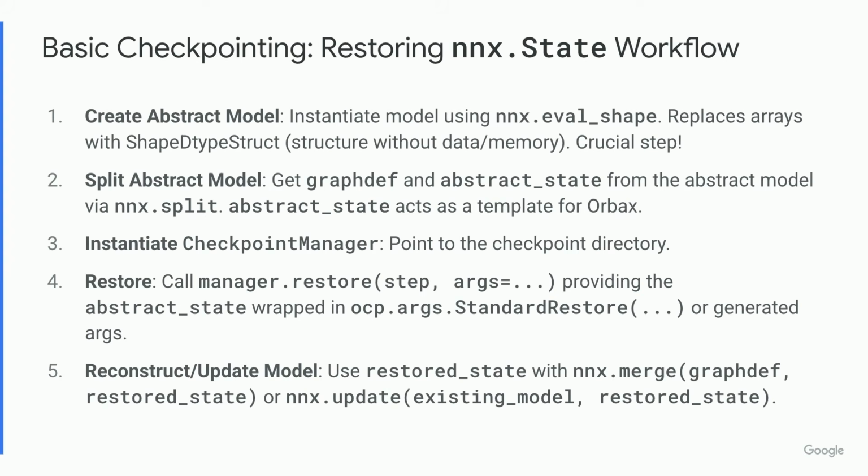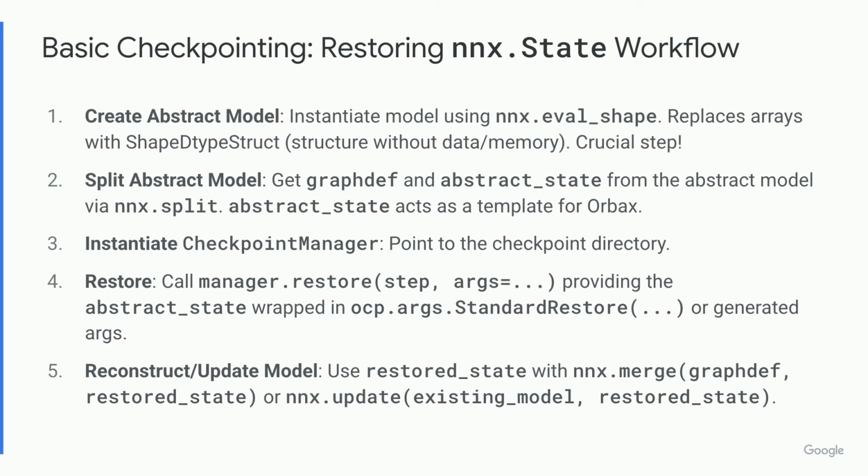Then we split this abstract model to get its structure, the graphDef, and an abstract state PyTree. This abstract state serves as a template for Orbax. We create the checkpoint manager again, potentially generate restore arguments using Orbax utils with the abstract state, and then call manager.restore. We pass the abstract state as the target structure. Orbax uses this template to correctly load the saved data into a new PyTree, restored state.